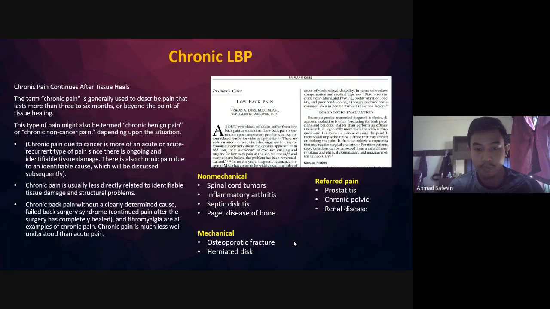Third is mechanical: osteoporotic fracture and herniated disc. And lastly, we have idiopathic, which is a very chronic injury: lumbar sprain. That's all.